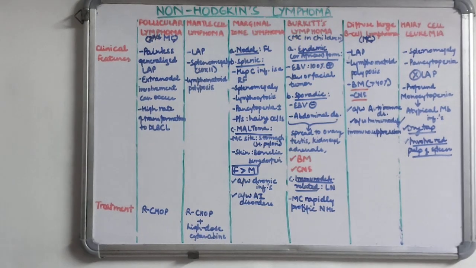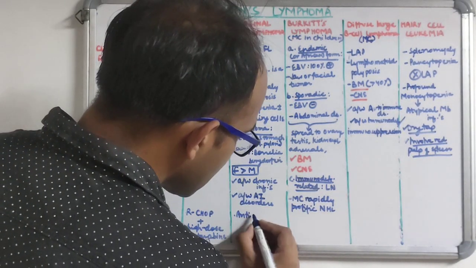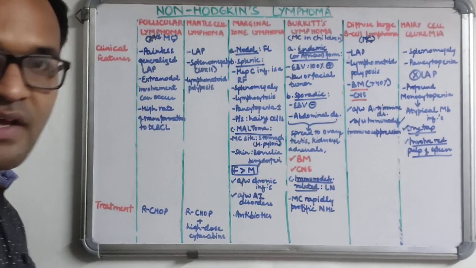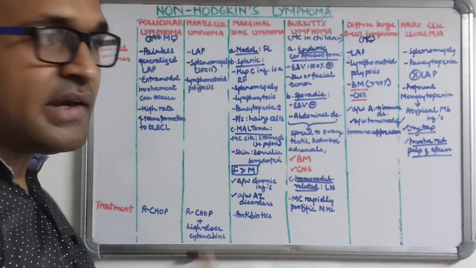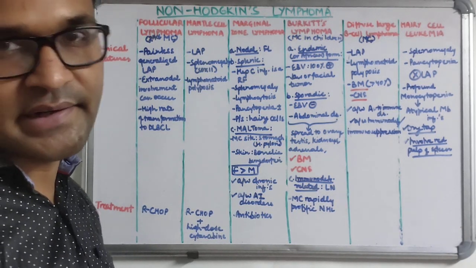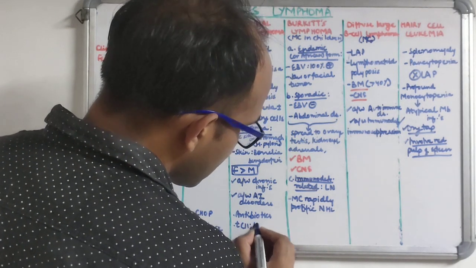For marginal zone lymphoma, I have told you there is a role of antibiotics, particularly which occur in association with chronic infections. But in case there is a translocation 11;18, they are refractory to antibiotic treatment. So in that case, you have to give R-CHOP.